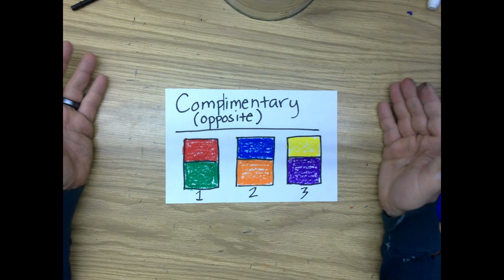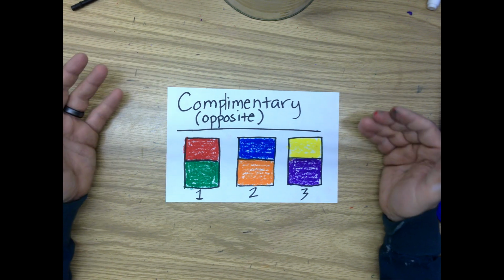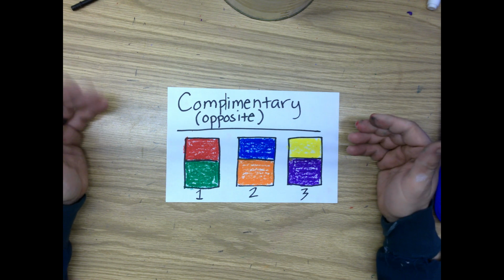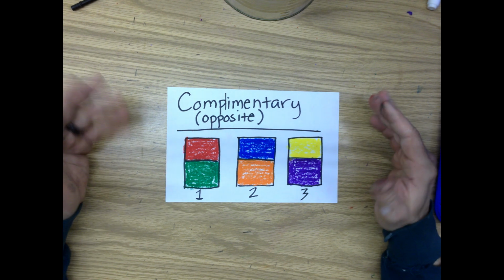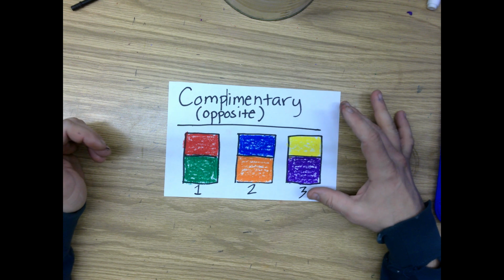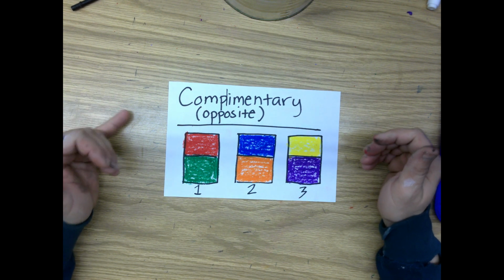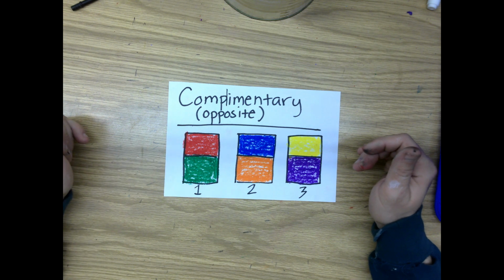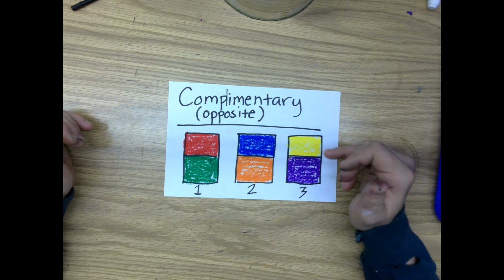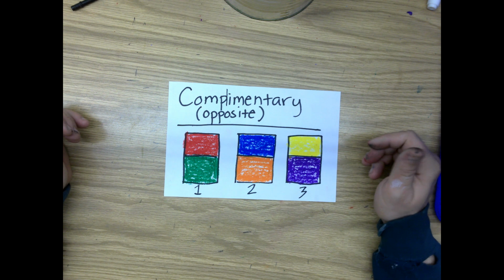The third one we talked about were complementary or opposite color scheme. In this case, it's a little bit different. In a complementary color scheme, you would choose one of these 3 complementary color sets. Red and green are opposites, blue and orange are opposites, and yellow and purple are opposites.